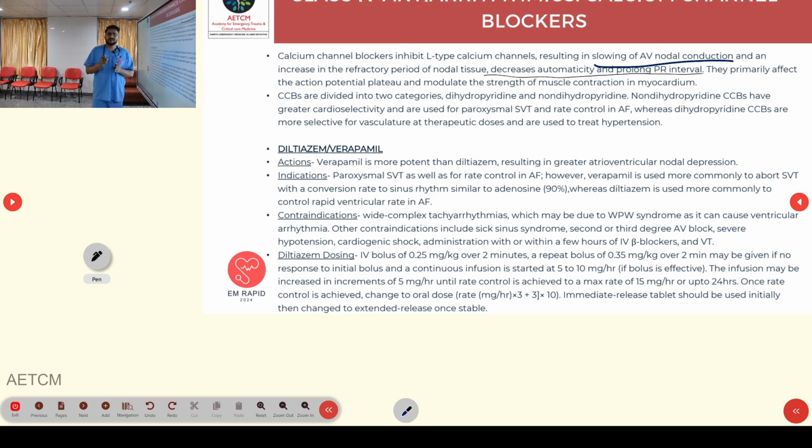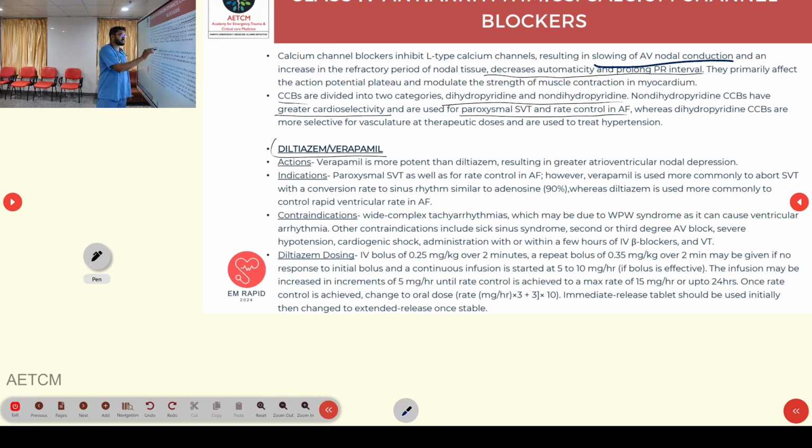So the phases 0, 1, 2. Phase 2 is what is affected, the plateau phase. And CCBs are mainly divided into two types, dihydropyridines and non-dihydropyridines. Non-dihydropyridines have greater cardiac selectivity and are used mainly as anti-arrhythmic agents for paroxysmal SVT and rate control in AF, whereas dihydropyridines are mainly used for treating hypertension.